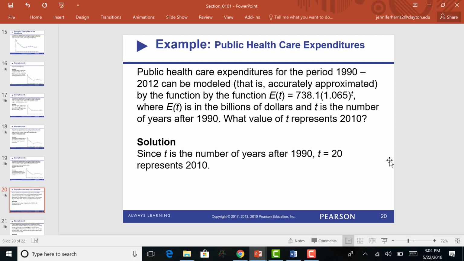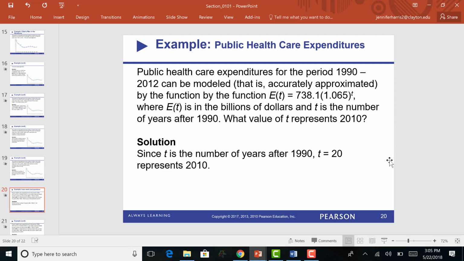All right. So what value of T represents 2010? Let me make sure you understand the question. T is the number of years after 1990. So what's the T value for 2010? How many years is 2010 after 1990? 20 years. How do we get 20? 2010 minus 1990. You just subtract, literally.